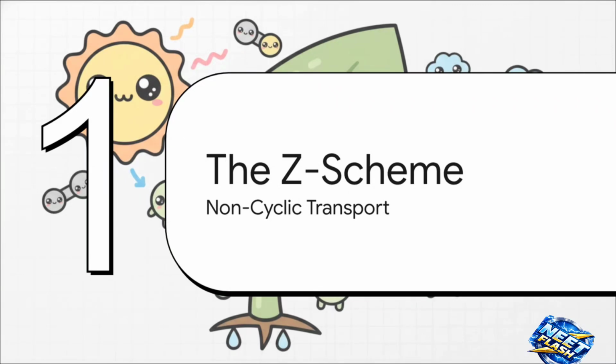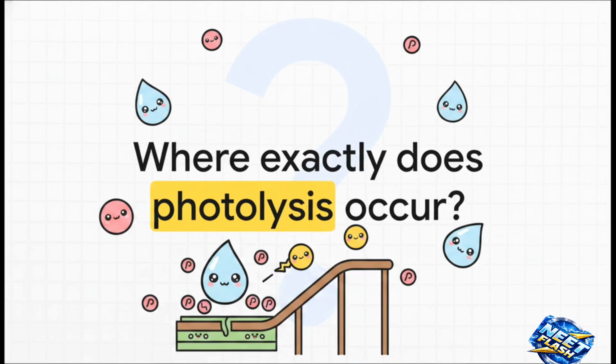Okay, here we go, the main event, the non-cyclic transport system where our electron finally starts its wild ride. But wait, before we launch this electron, we have to ask a really basic question. Where does the electron even come from in the first place? Where exactly does the splitting of water, or photolysis, actually happen? Think about it for a second. Got it? It happens on the inner side of the thylakoid membrane.